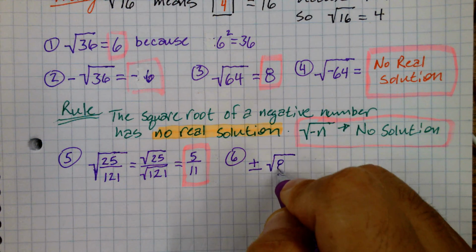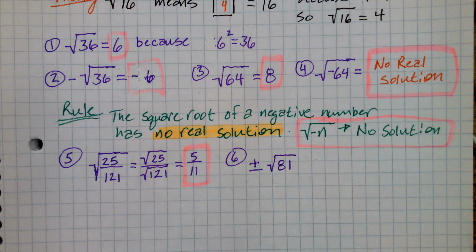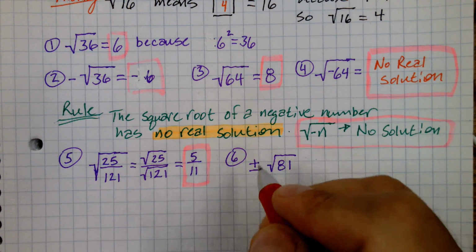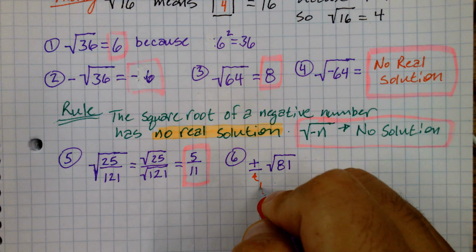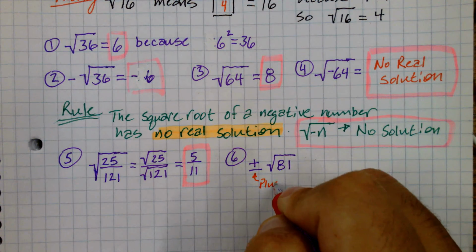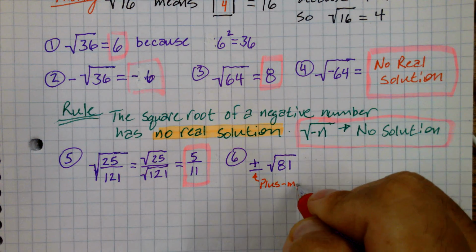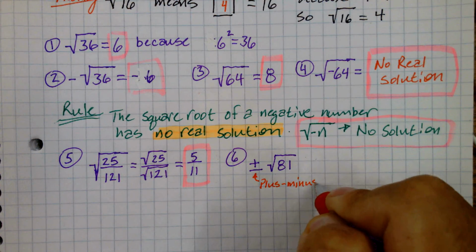Let's say I have this. Plus or minus the square root of 81, yes? Yeah. It's where you get both answers. The positive version of the answer and the negative version of the answer. This is called the plus minus symbol. Very good. Plus minus symbol.